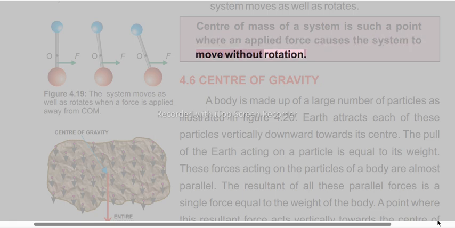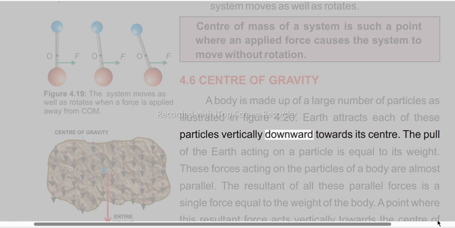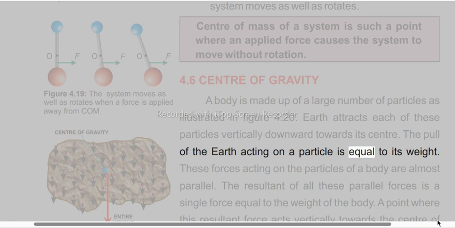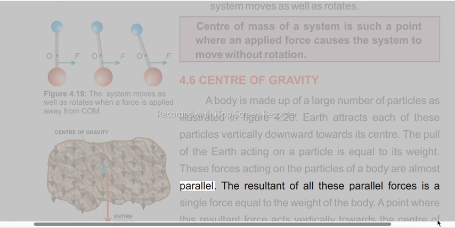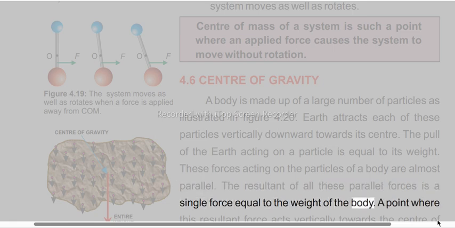4.6 Center of gravity. A body is made up of a large number of particles, as illustrated in Figure 4.20. Earth attracts each of these particles vertically downward towards its center. The pull of the Earth acting on a particle is equal to its weight. These forces acting on the particles of a body are almost parallel. The resultant of all these parallel forces is a single force equal to the weight of the body.